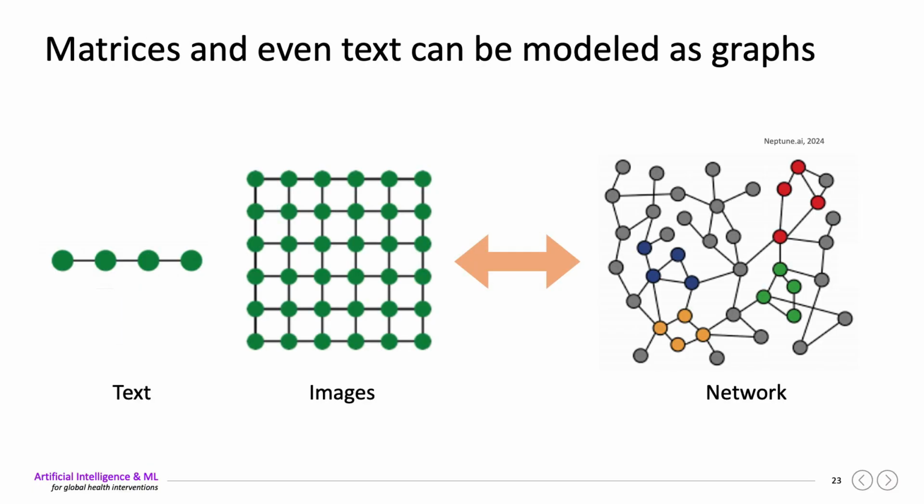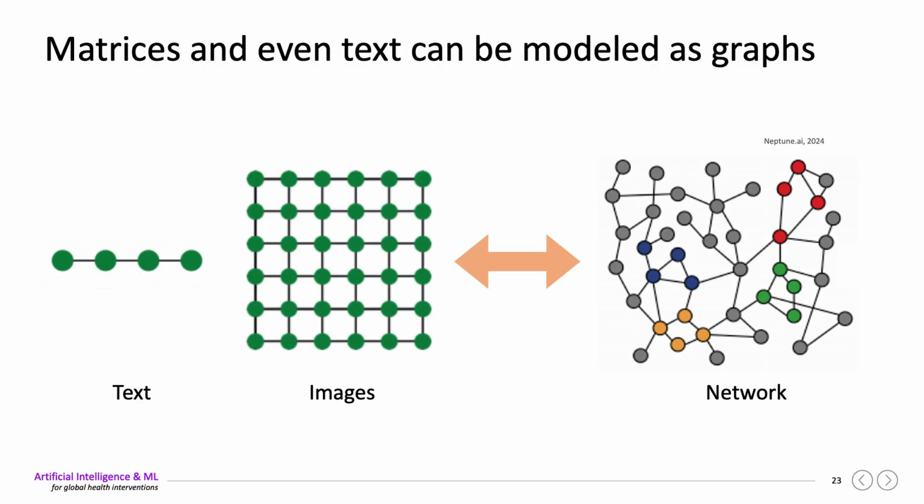Before diving into specific GNN layers, let's connect graphs back to data we already understand. The point here is that matrices and even text can be modeled as graphs, credited to Neptune.ai 2024. On the left, a line of connected nodes represents text as a chain graph. In the middle, a regular lattice of green nodes represents an image as a grid graph, where each pixel connects to its neighbors. On the right, an irregular colored network represents a general graph.